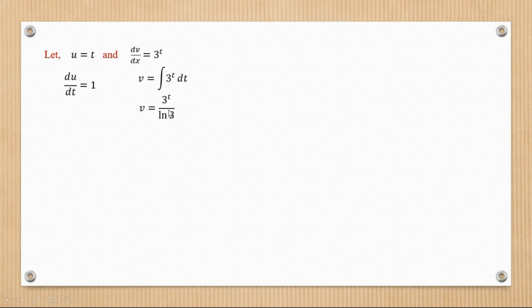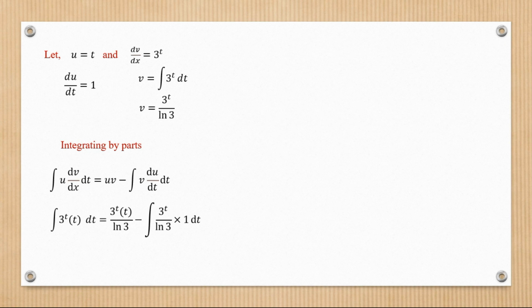This is knowledge that's very important. We learned this from the video on integrals of exponential and logarithmic functions. So now integrating by parts, this is the formula. We substitute in the values, and we'll have 3 to the power t times t over ln 3, because I'm multiplying the u and the v, minus the integral of v, which is 3 to the power t over ln 3, times 1, where du/dt is 1, dt. Then this is what we end up having. So I can pull out 1 over ln 3, because that is a constant, into the integral of 3 to the power t dt.